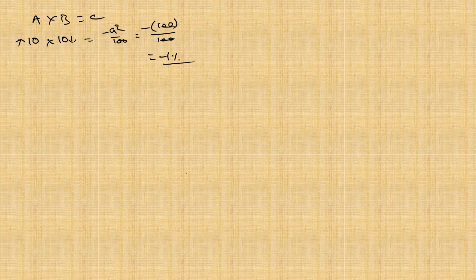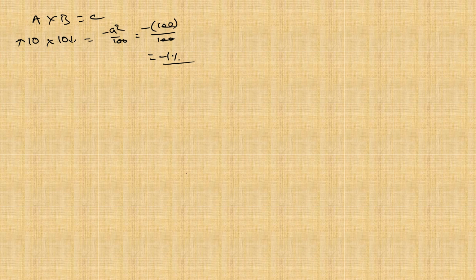If there is an increase of 10% in the number A and a 10% decrease in the number B, we'll write here directly, that is minus A square by 100, that is minus of 10 square divided by 100. 2 zeros get cancelled. We'll get minus 1% as the effective change.